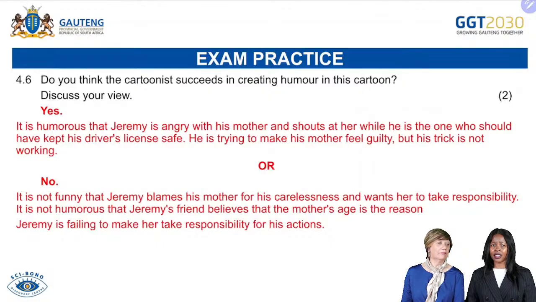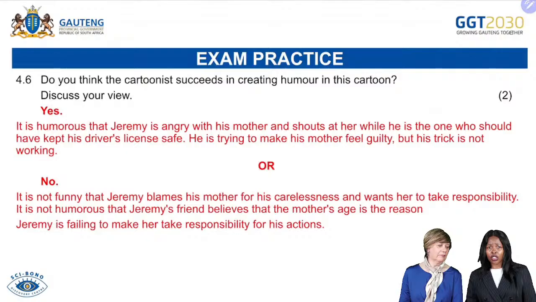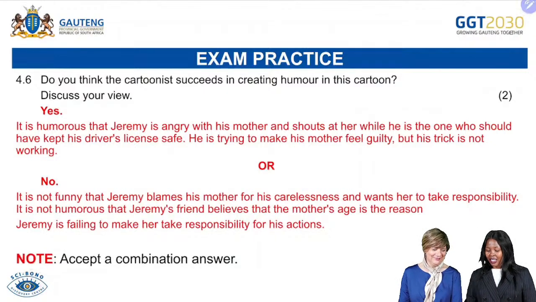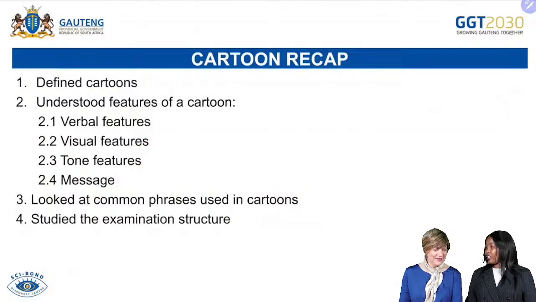Someone else can better it, says Jeremy should be the one that is perhaps taking charge of his things and not blame an elderly person for some of his mistakes, or vice versa. And remember, grade 12 combination answers, and I will leave it at that for now. Which then takes us to the next part.